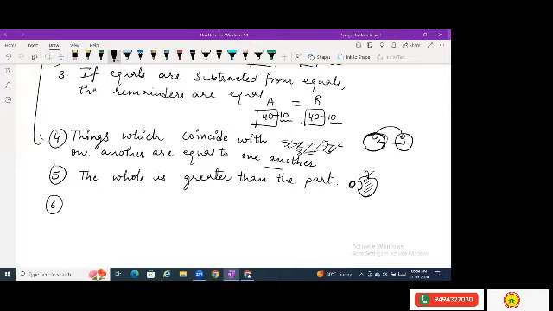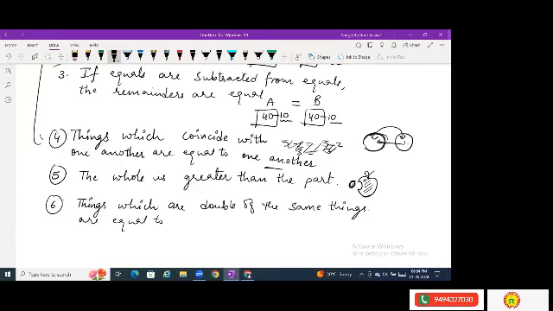Now, sixth axiom. There are 7 axioms, and now we have come to the sixth one. Things which are double of the same things are equal to one another. Now what does this mean? Things which are double of the same things are equal to one another.